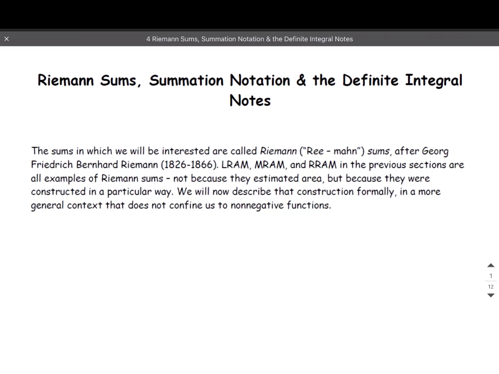Today we're going to learn about Riemann sums, summation notation, and the definite integral. The sums in which we'll be interested are called Riemann sums, named after George Frederick Bernard Riemann. LRAM, MRAM, and RRAM that we've already learned are all examples of Riemann sums, not because they estimated area, but because they were made in a certain way. We're now going to describe the construction formulae of how you can make a Riemann sum.